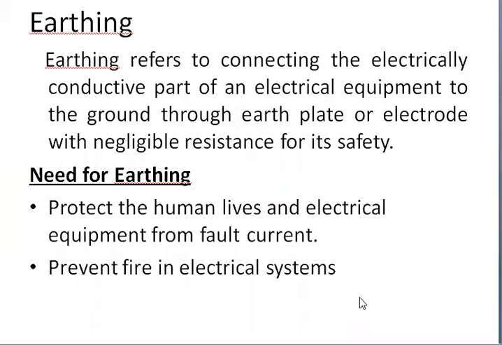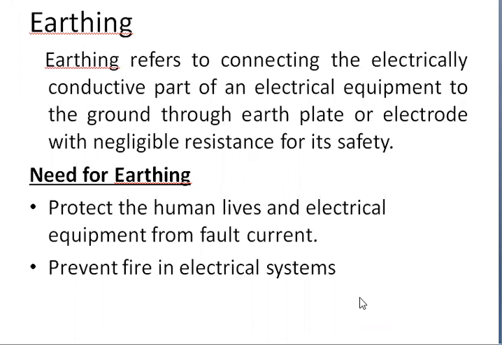The next topic is earthing. So, what is meant by earthing? In our homes, we have to provide earthing, right? Why do we have to provide earthing for our home? To prevent shocks, and to prevent the damage of any loads. That means any equipment which we are using in our home, right?